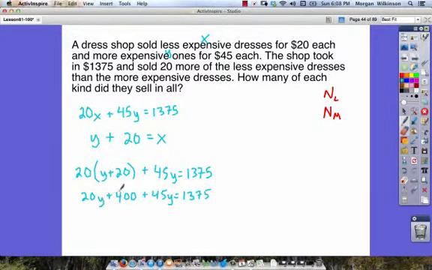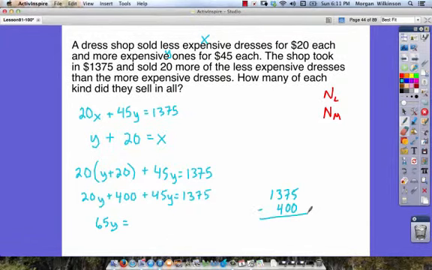Now we need to put our Y's together. So we have 20 Y's, 45 Y's, that must equal 65 Y's. Then we're going to subtract 400 at the same time. And if we subtract 400 from 1375, well, we must be left with 1375 minus 400. Can you do this one in your head? Well, 1375 minus 400, that must give us 975. So we've got 65Y is equal to 975.